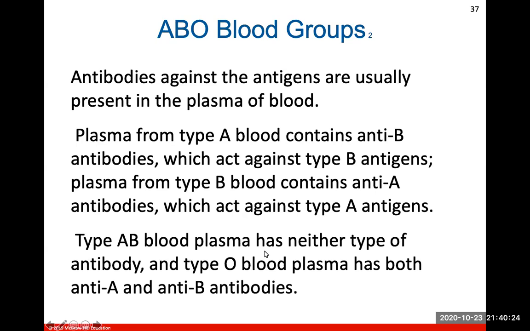Type AB blood plasma has neither type of antibody because if you're type AB blood, what are the antigens on your red blood cells? You have A and B antigens. So you won't create antibodies trying to destroy these antigens because you have both on your red blood cells. So type AB blood has neither type of antibody. But if you're type O blood, type O blood people have neither antigen on their red blood cell surface. So if you're type O blood, your plasma will have both antibodies against A and against B.